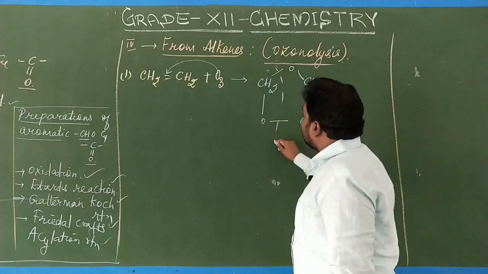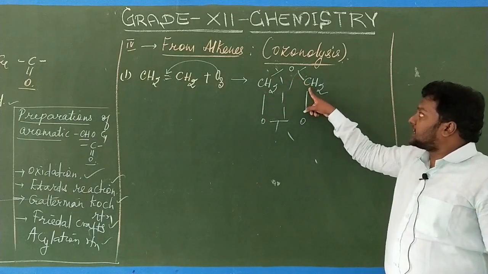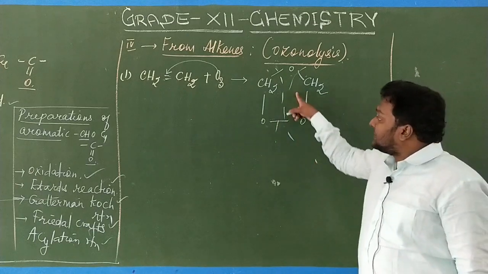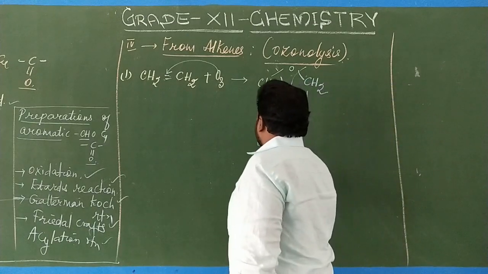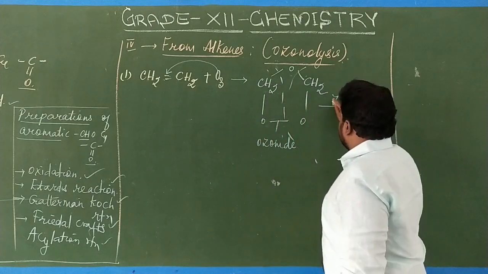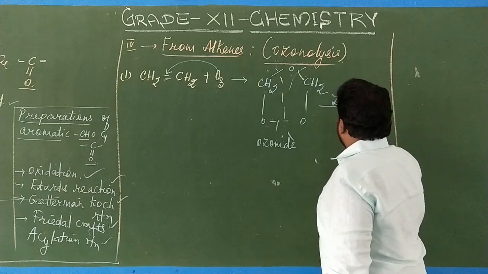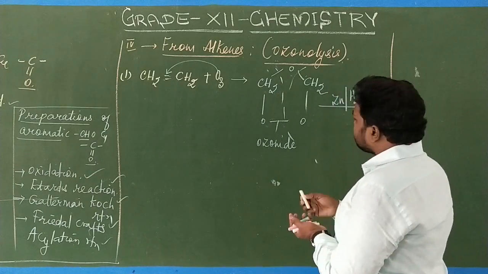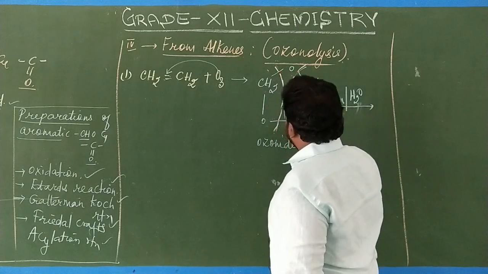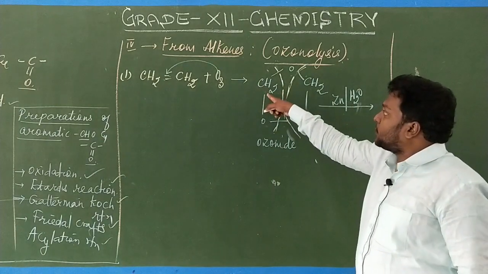So as a result, what happens? You will be getting CH2–O–CH2–O–O–CH2. Now, what is this called? Ozonide. This ozonide on further treatment with zinc and water, the cleavage will take place in this manner. So the cleavage will take place in this manner, and as a result, what is the product you will get?